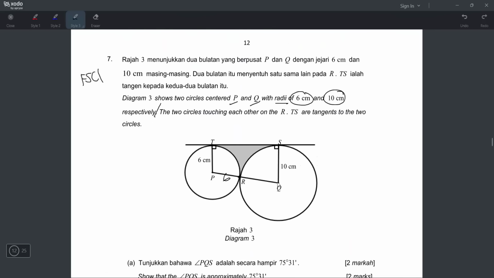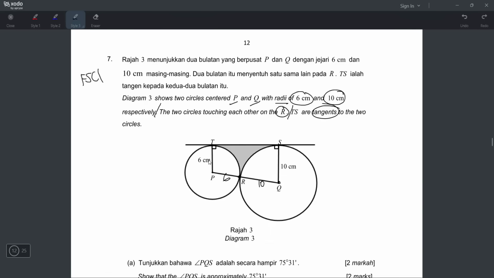Then they say the 2 circles touch each other at R. These 2 circles, they kiss at R. They both touch at R. And then TS are tangents of the 2 circles. What is a tangent? A tangent means this line will only touch the circle at one point. And it's true, because TS touches this circle at only one point, point T, and touches the other circle at one point also, at S.